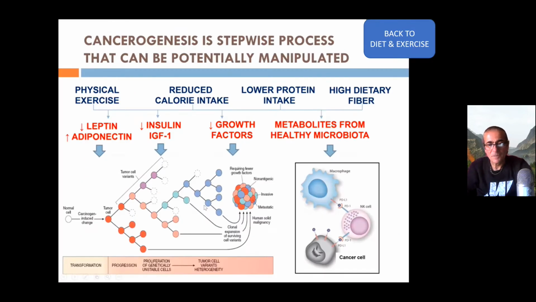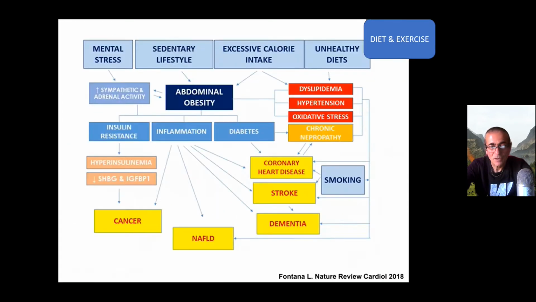There are other mechanisms that Dr. Fontana is talking about. Again, exercise and reduced calorie intake, lower protein intake, high dietary fiber. These are all good habits. In addition, I will add low stress and some amount of sunshine, not too much because you don't want to have a skin cancer. Exercise is important.